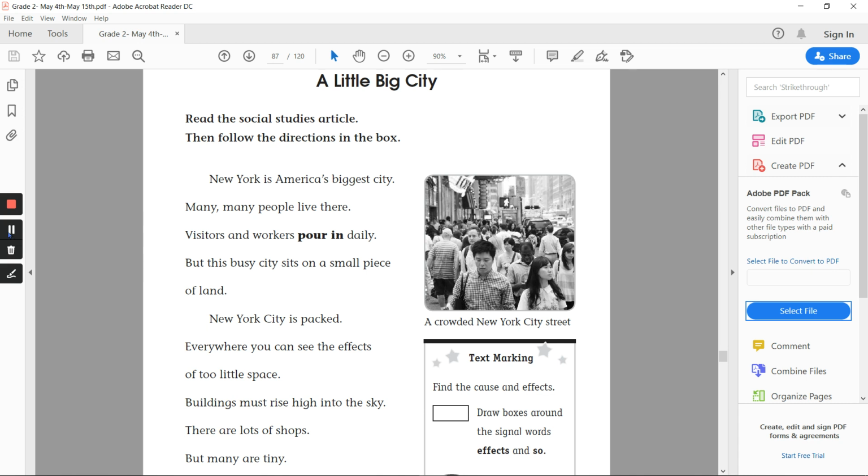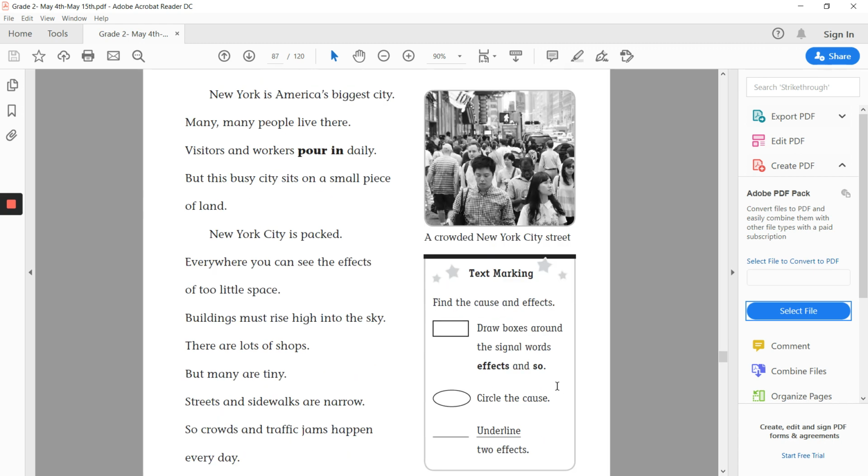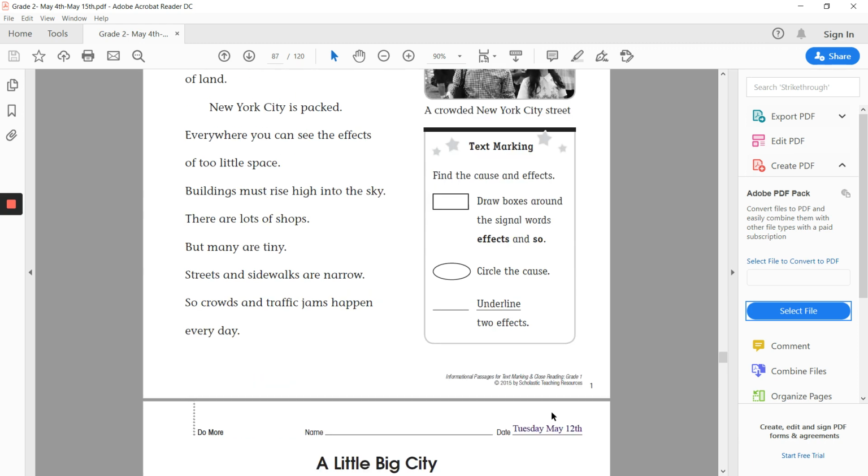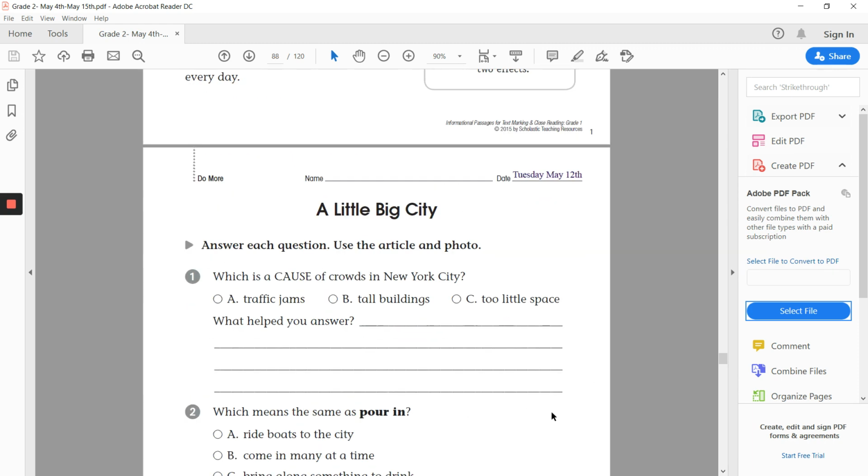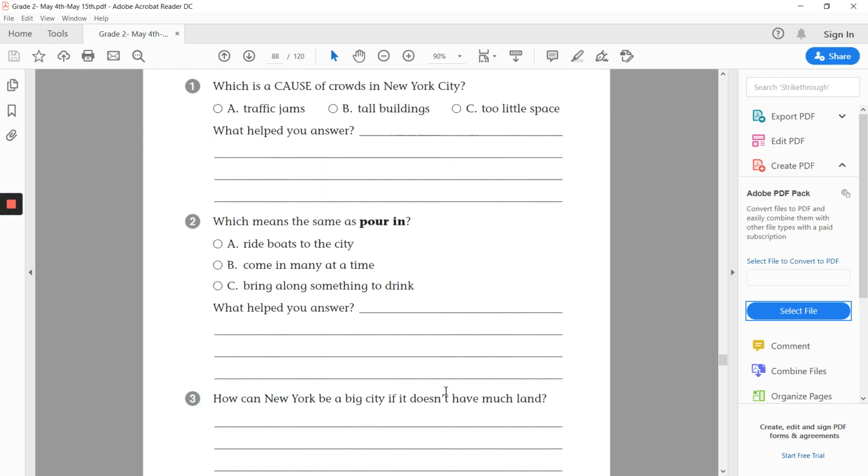Today's article for extra practice is called A Little Big City. Read the text, then mark up the text for the cause and effects. Draw boxes around the signal words, effects, and so. Circle the cause and underline 2 effects. When you're finished, answer each question and use the details from the article and the photograph.